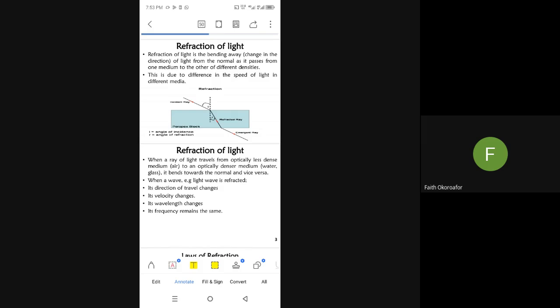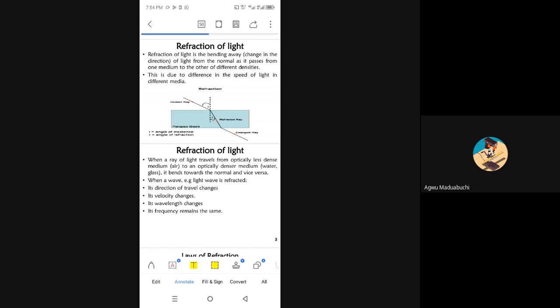This block we are using, Perspex block, this is a rectangular block. So the angle, you will place your protractor on the base of the block. Can you see a straight line at the base of the block? Yes, sir. So you place your protractor there, then you measure it to the emergent ray.